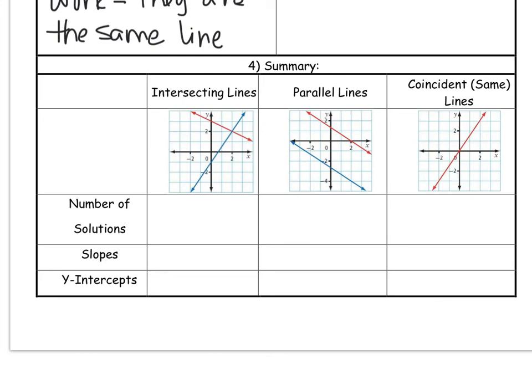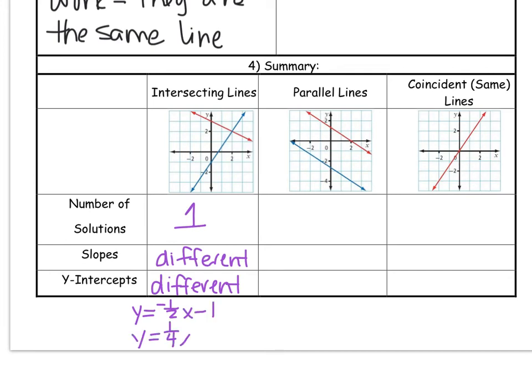If the lines are intersecting, there's one solution. The slopes are different, and the y-intercepts are different. That would be like our first equations, where we had y equals -1/2 x minus 1, and y equals 1/4 x minus 4. They have different slopes, and they have different y-intercepts.